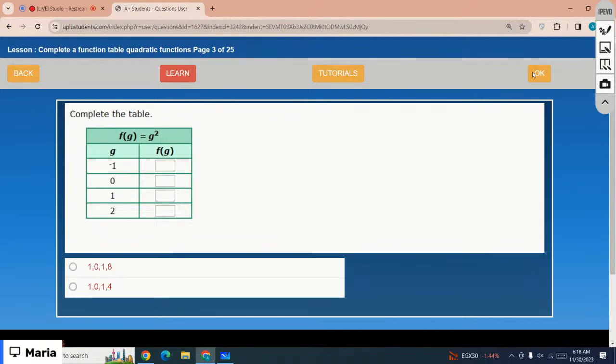Okay, the next one is complete the table. The function is f of g equals g square. Use your notebook and pencil, evaluate the function on your notebook and write the correct option in the chat box. So which is the correct option? The correct option is option number 2, that is 1, 0, 1, 4. Option 2 is the correct option.